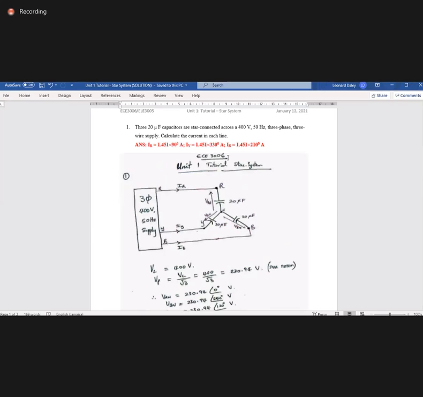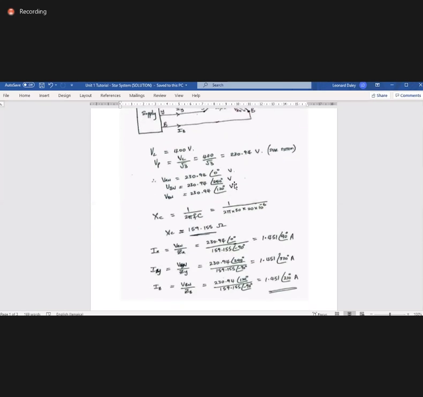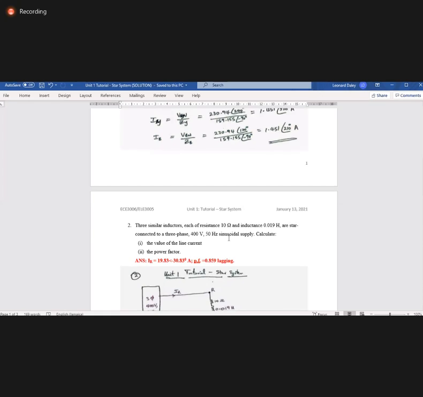I had done what they had asked. They said calculate the current in each line. But in this second one, they just say find the value of the line current, which means you only need one, right? Since the system is balanced, the same magnitude will be in each phase.